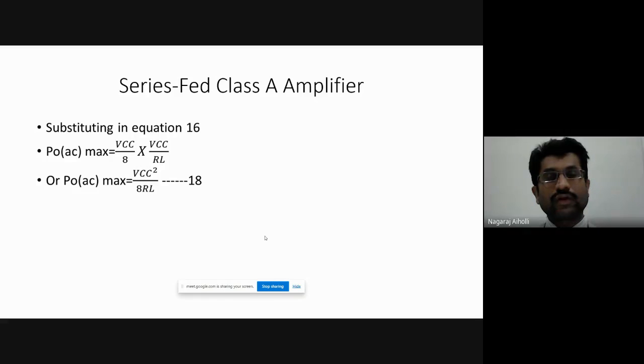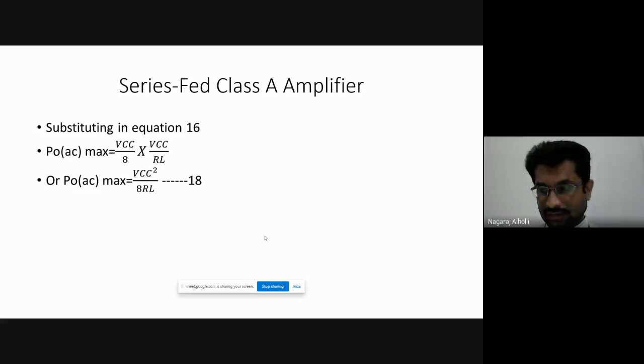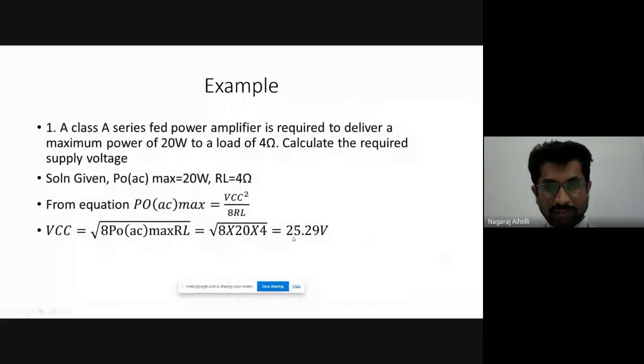What is the answer? Square root of 8 into 20 into 4. 226.2. Let us check. 25.29 volts you will get. See, square root of 20 into 4 is 80. 80 into 8 is 640. So square root of 640 is how much? 25.29 volts. Correct? Yes or no?